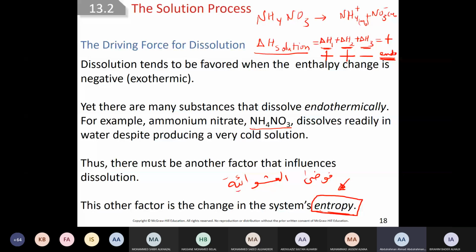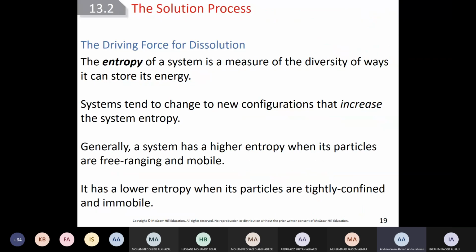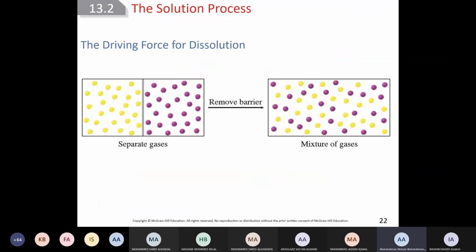All right, that's the meaning of entropy. This entropy makes the thing dissolve. Okay, what does entropy mean? Entropy is this example. Like if you take these two boxes and you have them together like this. What's the color of the balls in this box? Yellow. What's the color of the balls in this box? Violet. Okay. When you take this separation out, what will happen?